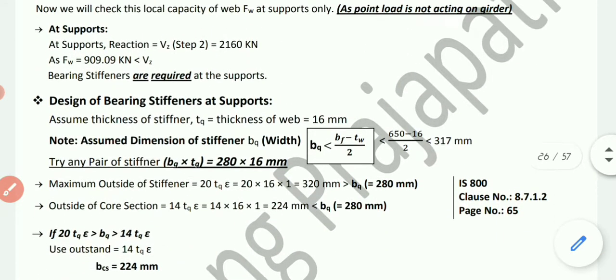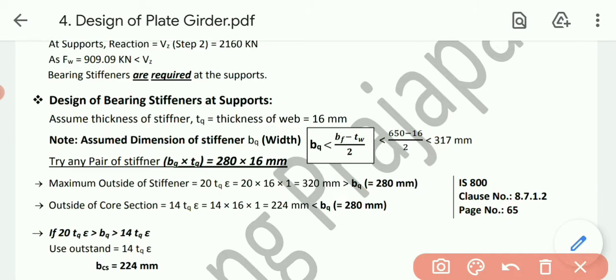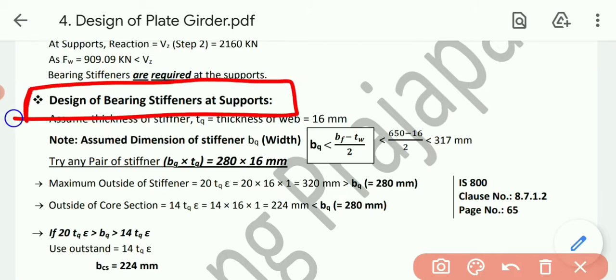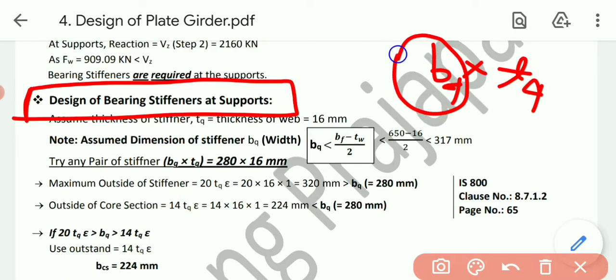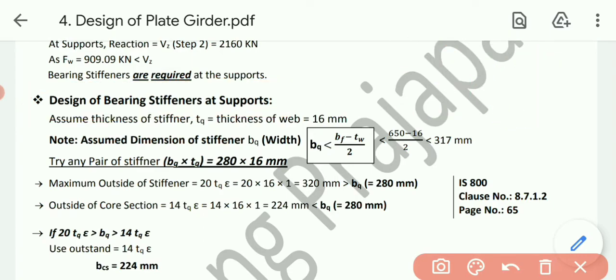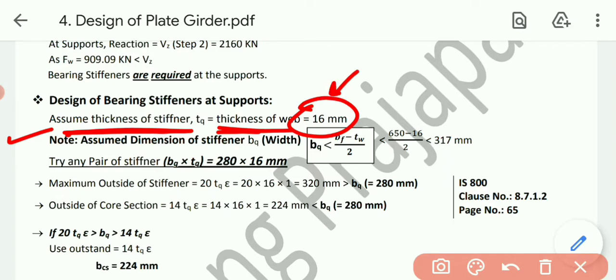Now, for providing the bearing stiffener, first of all we have to decide its dimensions. We need its width as well as its thickness: BQ stands for width of stiffener, and TQ is thickness of stiffener. First, the thickness. Assume the thickness of the stiffener equals the thickness of web, that is 16 mm, as per the web criteria.